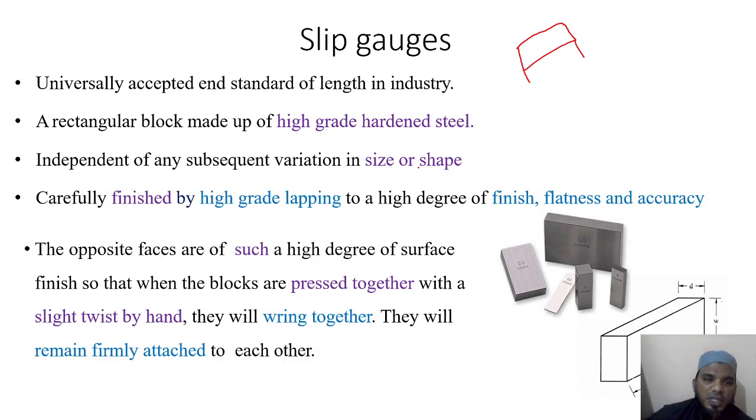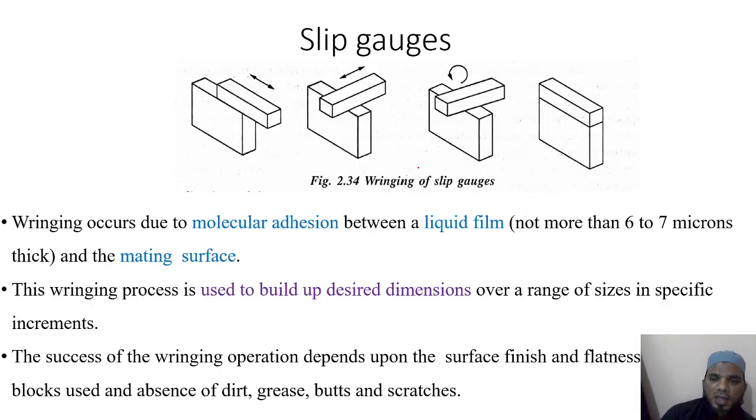They are carefully finished by high grade lapping to a high grade of finish, flatness and accuracy. When the opposite faces of such a high grade surface are pressed together with a slight twist by hand, they will wring together, meaning they will join together. If you rub them properly and keep them together, they fix with one another. Wringing occurs due to molecular adhesion through a liquid film, because the surface has been made very smooth.